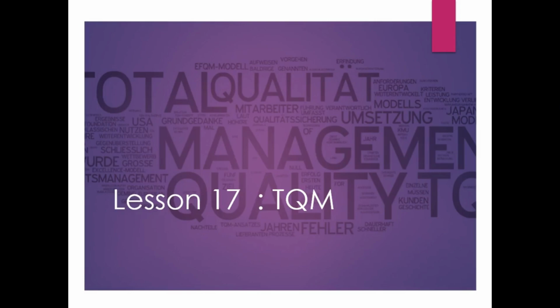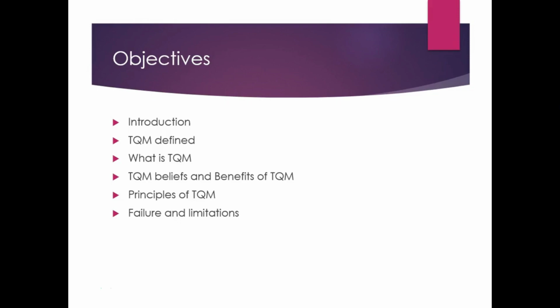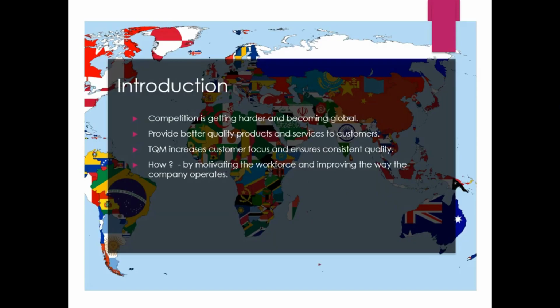We did talk a little bit about TQM in lesson 16, but I'm going to delve into that a little bit deeper in this lesson. So the objectives, or the main aims, of the following lesson are to go through the definition and explain a little bit about what TQM, or Total Quality Management, is about. We'll go through the TQM beliefs that come from top management, as well as the benefits of implementing TQM in your company, the principles of TQM, as well as the reasons for failure of the management system, as well as some of the limitations that TQM can apply.